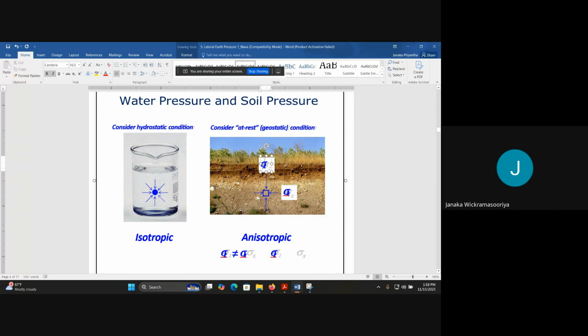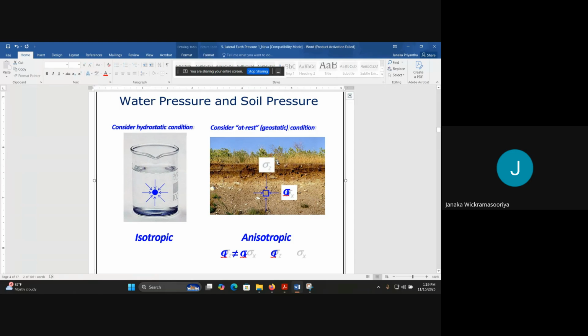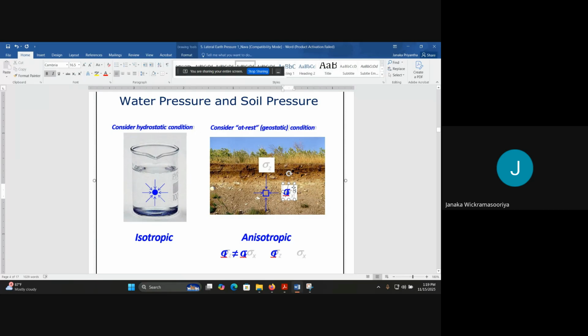So isotropic means the properties are the same in all directions. But for anisotropic materials, the properties vary with direction, right? So we will take the vertical stress as sigma z. I will delete this blue color one so that it will be easy.